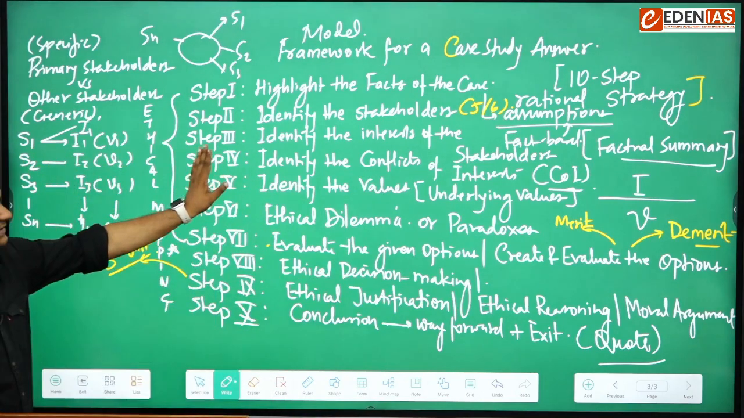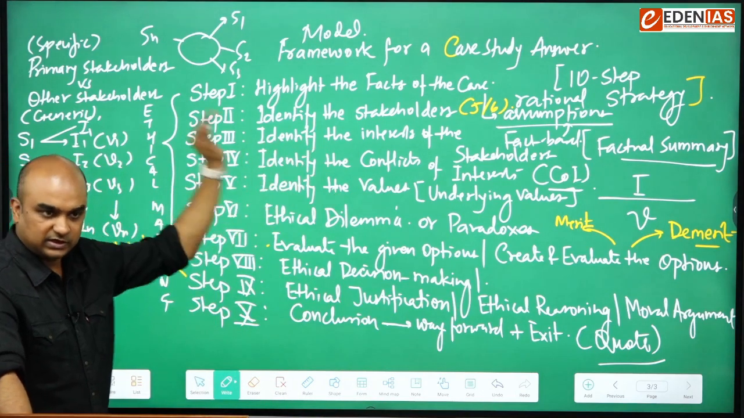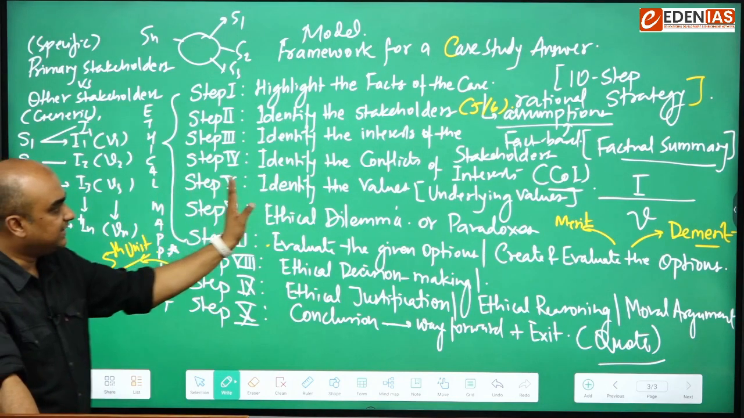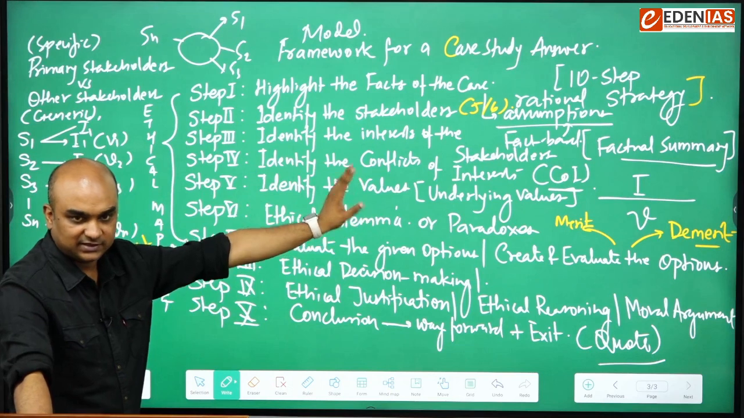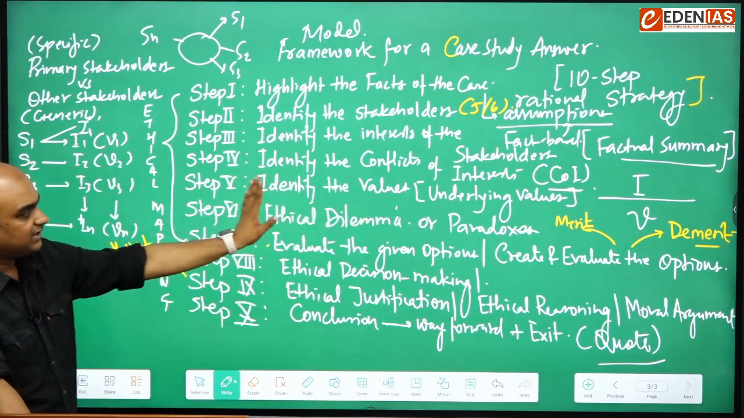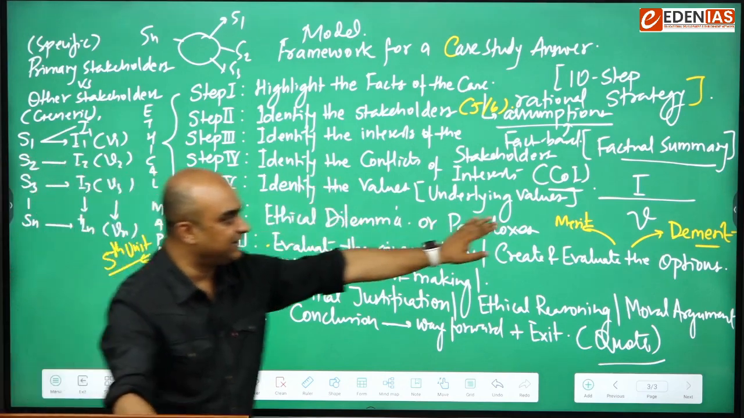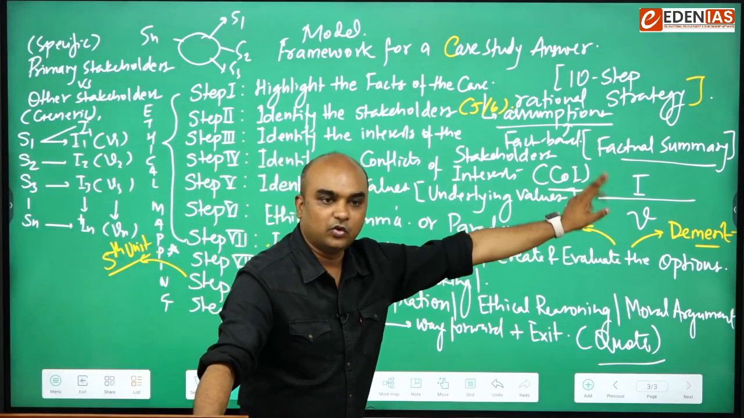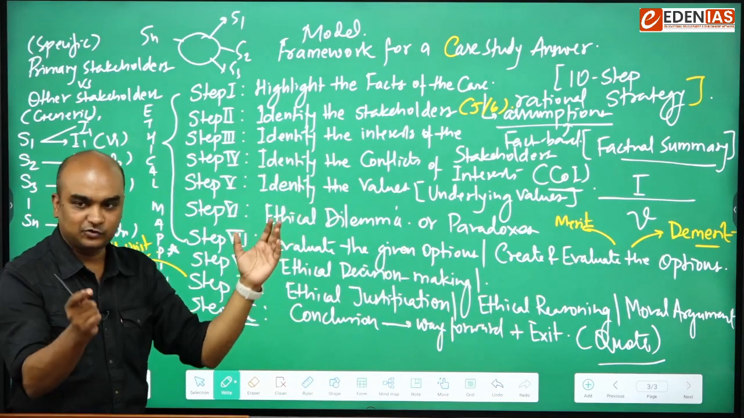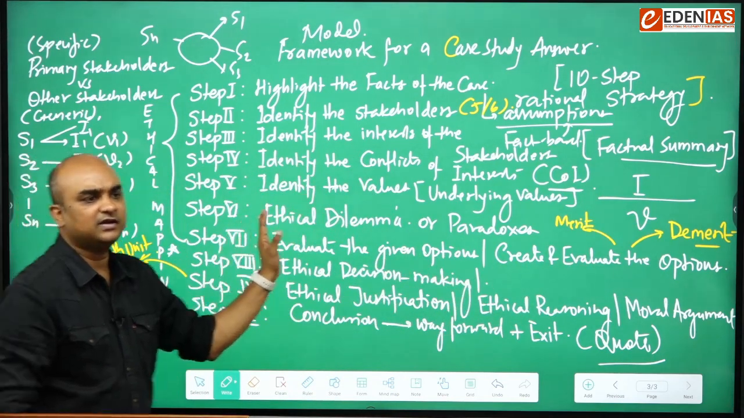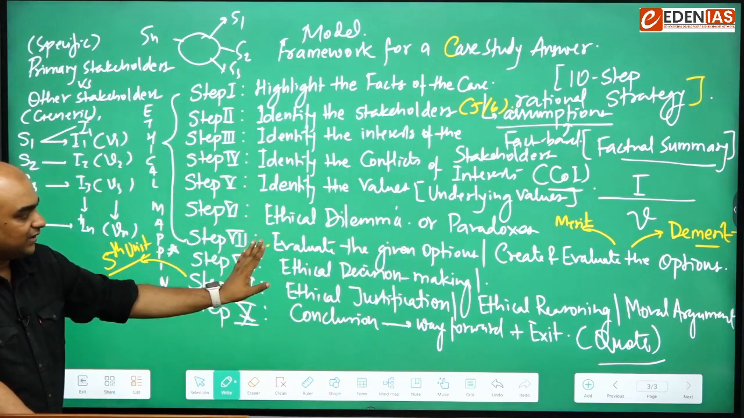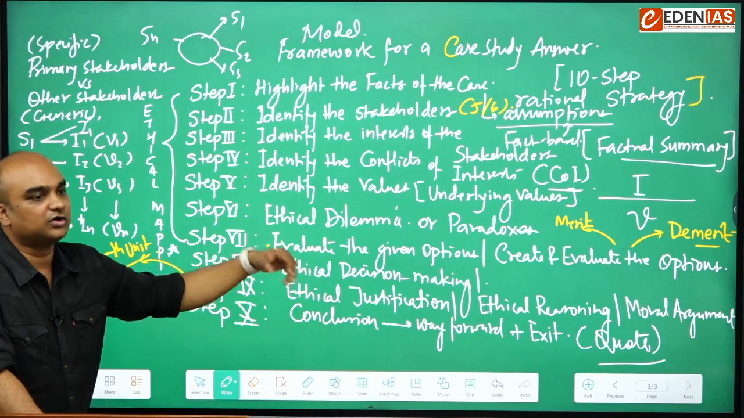Then step 3 is to identify the interests of all the stakeholders, as many stakeholders as you have identified. Then identify the conflicts of interest. It means how the interests are coming in conflict with each other or clashing against each other. Then identify the underlying values, because every interest has an underlying value and no interest can survive without an underlying value. Do you understand that? And then you have to identify the clash in values, which is nothing but the ethical paradox or the ethical dilemma. And then you evaluate the various options which are given, or which you have created.